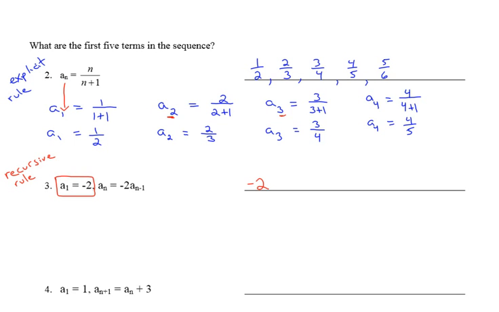Recursive rules always have 2 parts to them. The first part is the A sub 1, the first term, and the second part is the rule to find the rest of the terms. Now this time I already have the first term, now I need the second term. So I'm going to use the second part of the rule to help me find it. I need to know A sub 2. So I want you to notice that the n has become a 2. So everywhere in the rule, I'm going to substitute a 2 in for n.